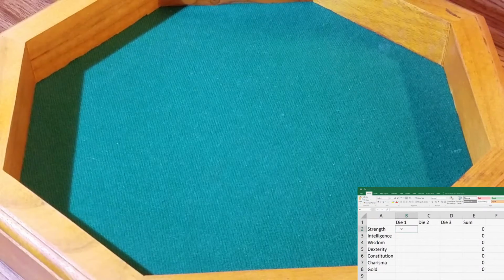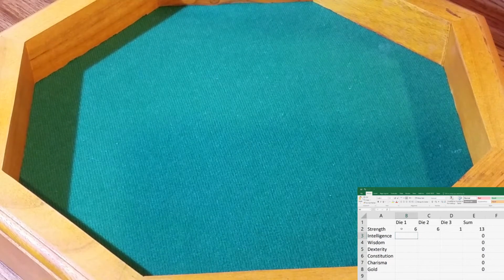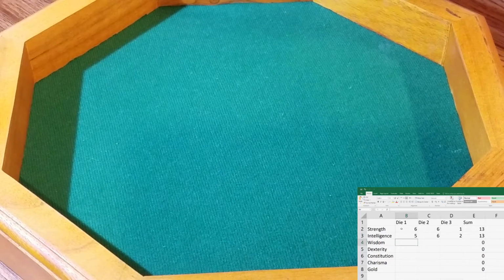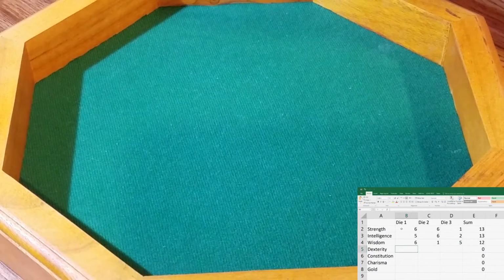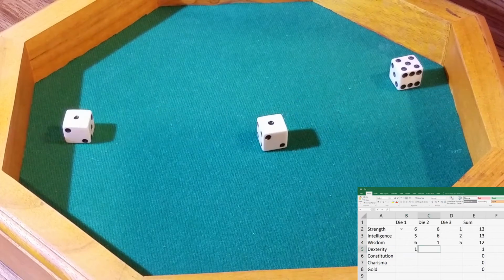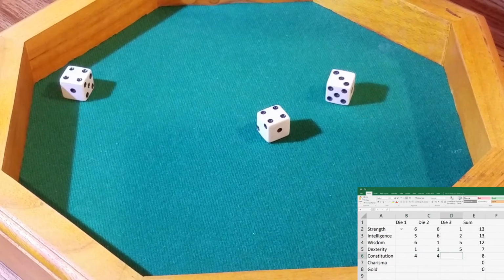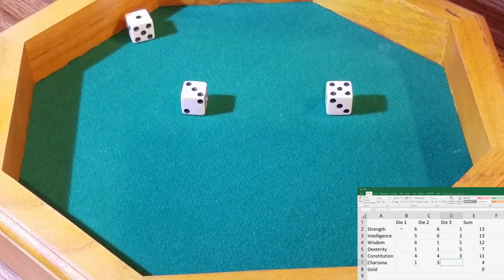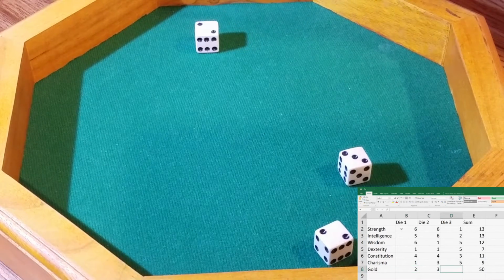All right, let's roll up a character. Strength, we have 13. Intelligence, we have 13. Wisdom, we have 12. Dexterity, we have 7. Constitution, we have 11. Charisma, we have 9. Now we roll for how many gold they start off with. And this person only starts off with 70.